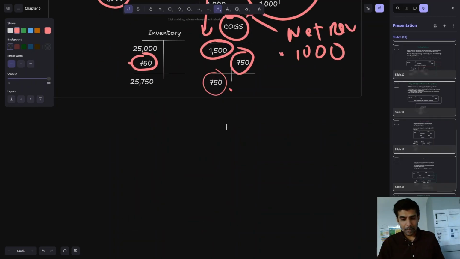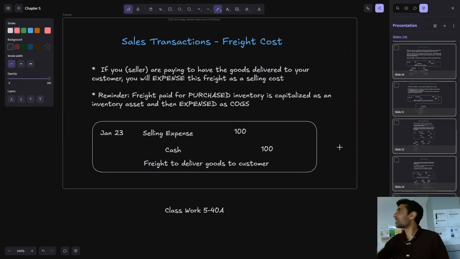Okay. But when you're selling the item and you're paying for freight to deliver it to your customer, you're going to expense it right away. It's like a service you're providing to your customer. Okay, so that's an expense because the revenue for that sale you're recording at that time, and you're also providing this extra service to them. And so you're going to also expense that at the same time of the sale.